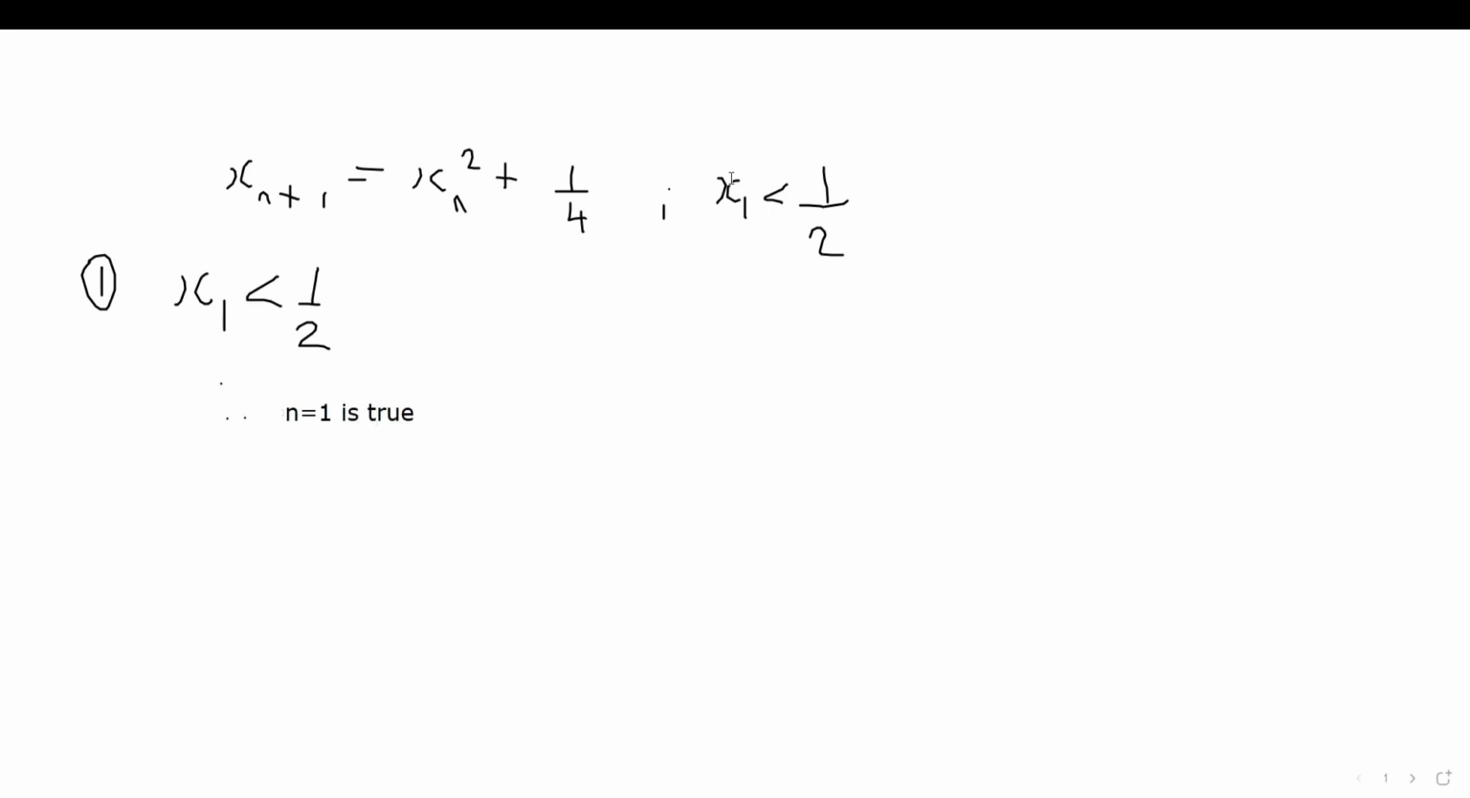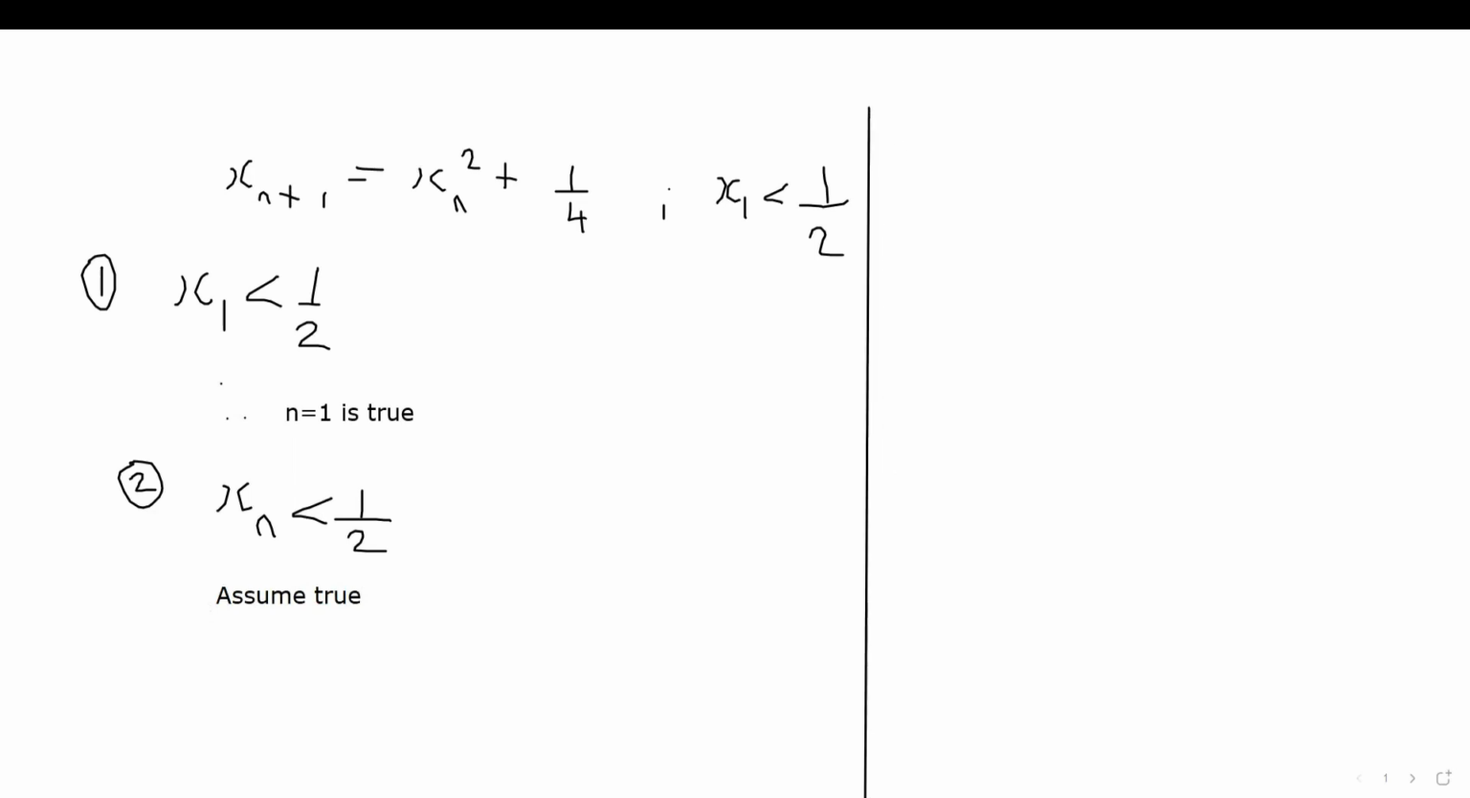Now step 2: we assume xn is less than a half is true. Anytime you get a question like this, for step 3 you always use the xn plus 1 they give you. So we need to show that xn plus 1 is less than a half. That's what we're required to prove. You can write it down: required to prove that xk plus 1 is less than a half.